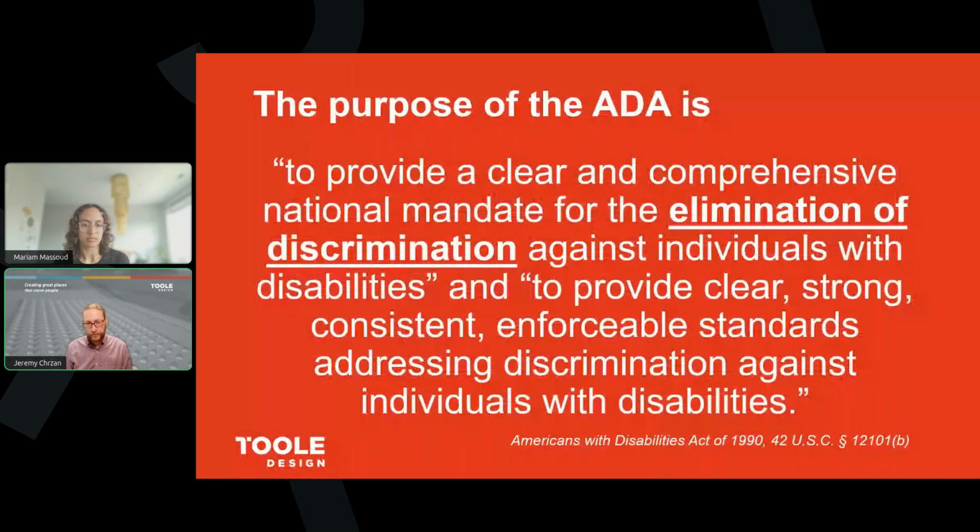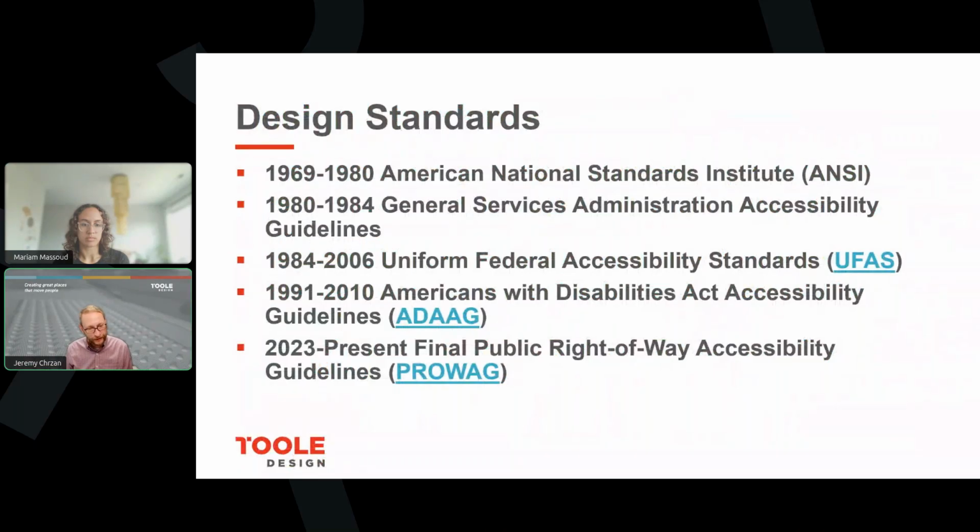So what did the ADA actually say? It said that it was to provide a clear and comprehensive national mandate for the elimination of discrimination against individuals with disabilities and provide clear, strong, consistent, enforceable standards addressing discrimination against individuals with disabilities. So as I said, this is linked to the civil rights movement. This is really about eliminating discrimination.